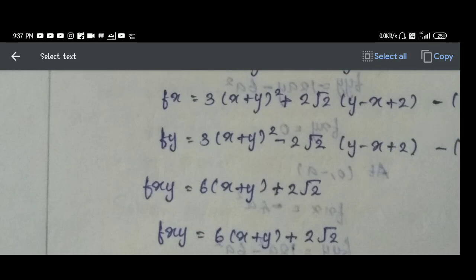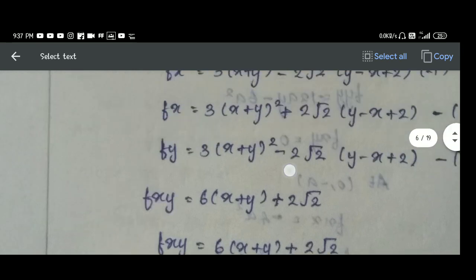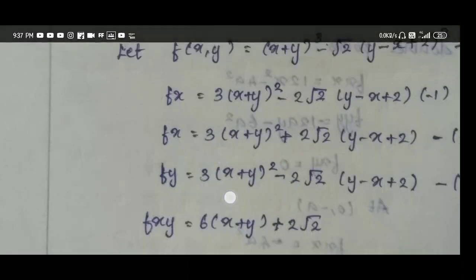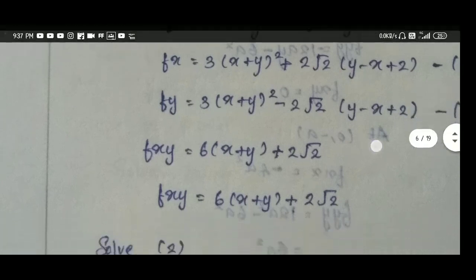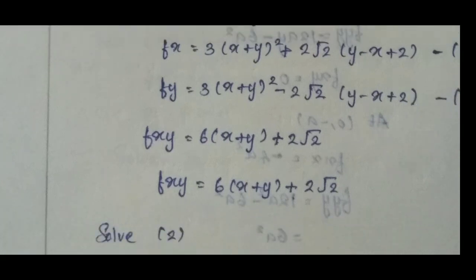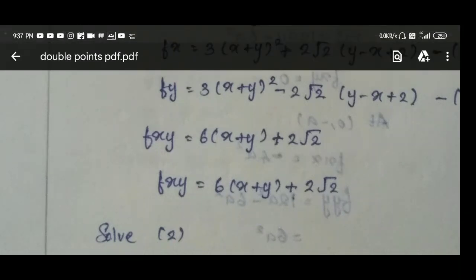Now differentiate with respect to y. Similarly we get fy equal to 3 into (x plus y) the whole square minus 2 into root 2 (y minus x plus 2), equation number 2. Fxy, we want to differentiate fx with respect to y: 6 into (x plus y) plus 2 into root 2, since the differentiation of y with respect to y is 1.